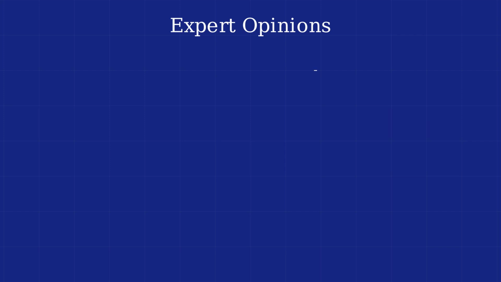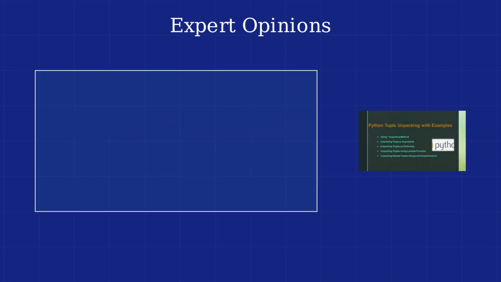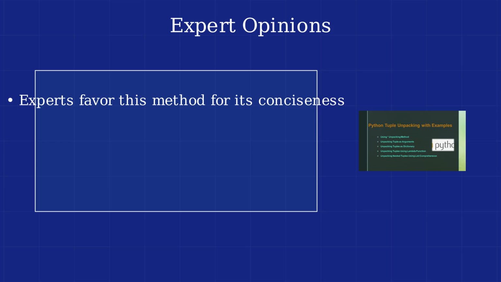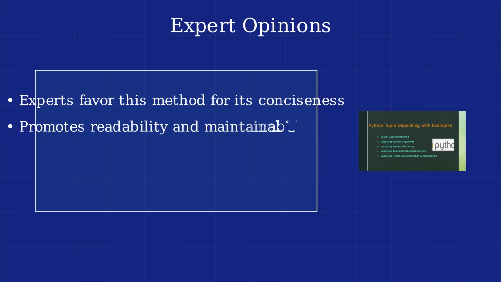Why does this matter? Python experts consistently favor this method for several important reasons. First, it offers exceptional conciseness. What would traditionally require 3 lines of code with a temporary variable is accomplished in just 1 line. Second, this approach significantly enhances readability and maintainability. The code clearly expresses the intent to swap values.